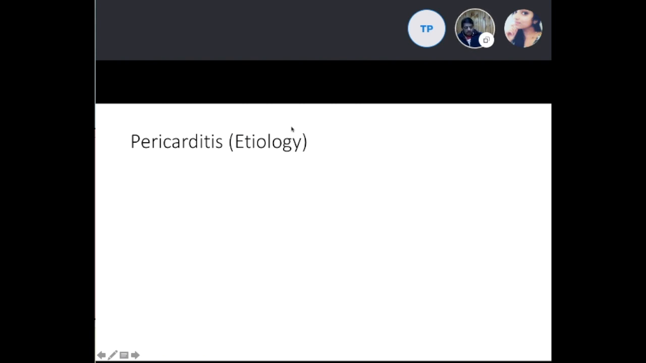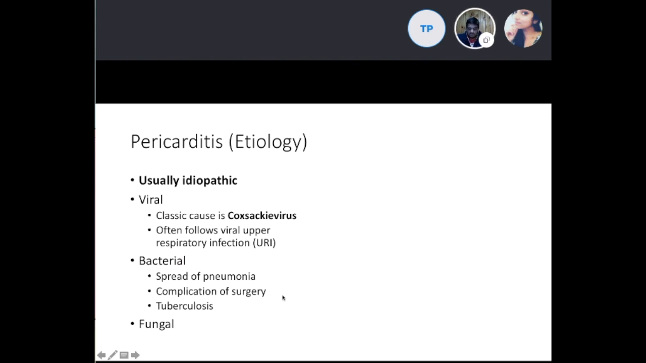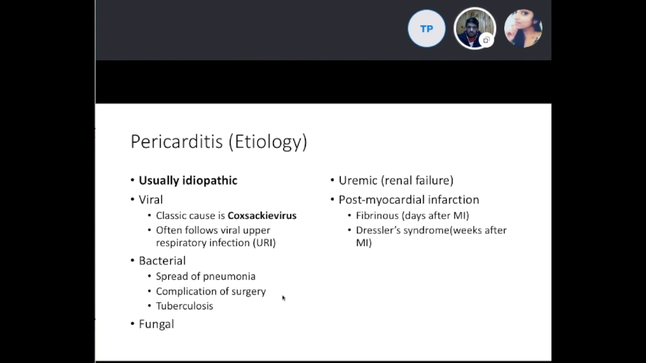So etiology for pericarditis, it's usually idiopathic. There are some viral causes. Classic cause is Coxsackie virus, and it often follows a viral upper respiratory infection. There are bacterial causes, basically spread of pneumonia, something that leads to complications of surgery, and tuberculosis is a big one. And then there are some fungal causes as well. The complication of surgery one is basically if the bacteria is introduced to the pericardium, it's how you can get pericarditis. Other causes are uremic or renal failure, and often you see pericarditis post-MI.